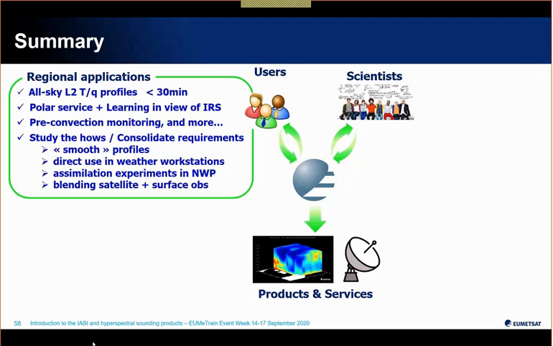You will hear also an example of a Shapiro-Keyser cyclone, for instance, whether that could be useful there as well. And really what we want to do by engaging with the users is study the hows, so how these products could be used and get the feedback to consolidate the requirements in view of IRS. Bearing in mind that we are dealing with smooth profiles and taking feedback from direct use in weather workstations, assimilation experiments, and exploring further the blending of satellite and surface observations.